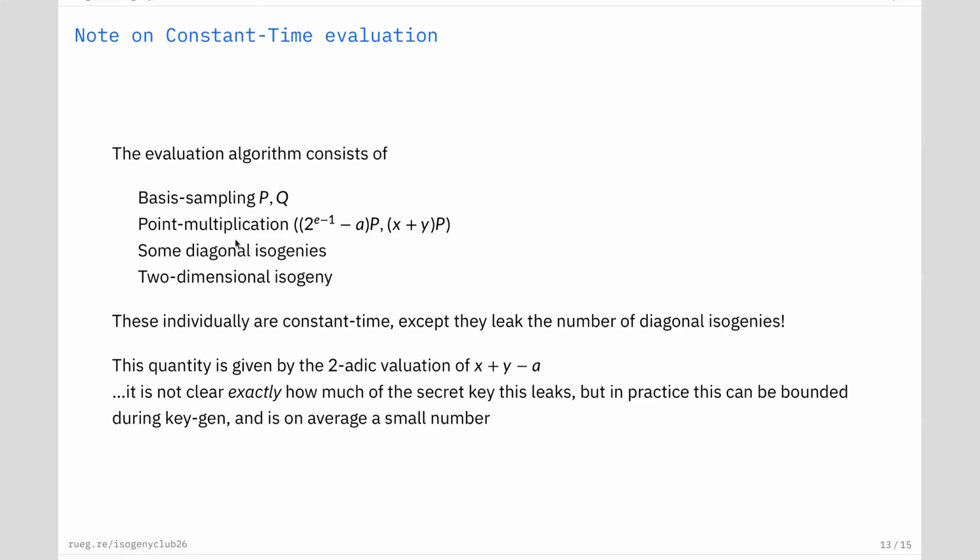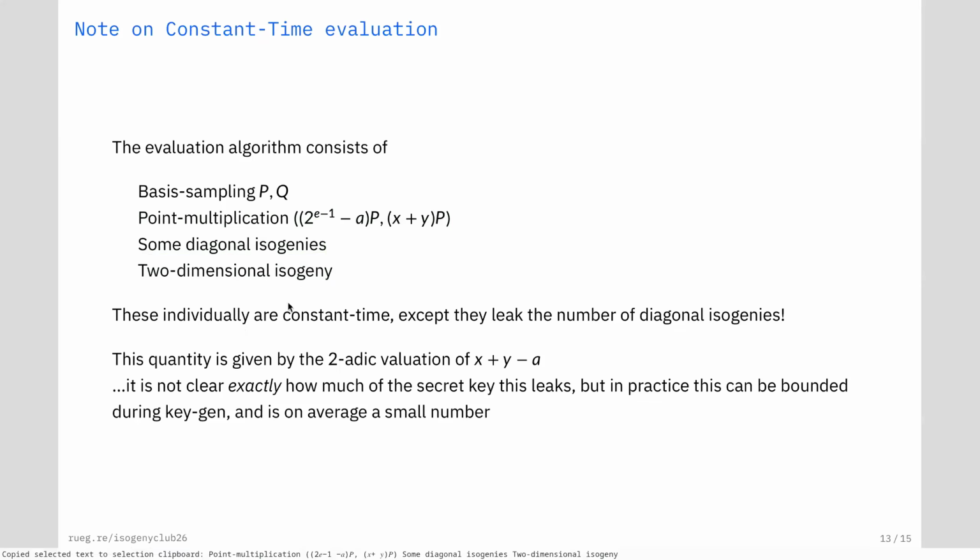So each of these three ingredients is constant time by themselves, but they leak the number of diagonal isogenies, and the number of diagonal isogenies is just the two-adic valuation of the sum, something like this. It's roughly the sum of the solution to the norm equation, a signed sum, let's say, x plus y minus a. And it's not exactly clear how you would turn knowledge of this into an attack. But in practice, you can bound the two-adic valuation during keygen. You can just reject when this number is too large for your liking. And also just on average, this number is quite small. So the two-adic valuation of this quantity, if you don't do any bounding, is roughly 2 or 3.